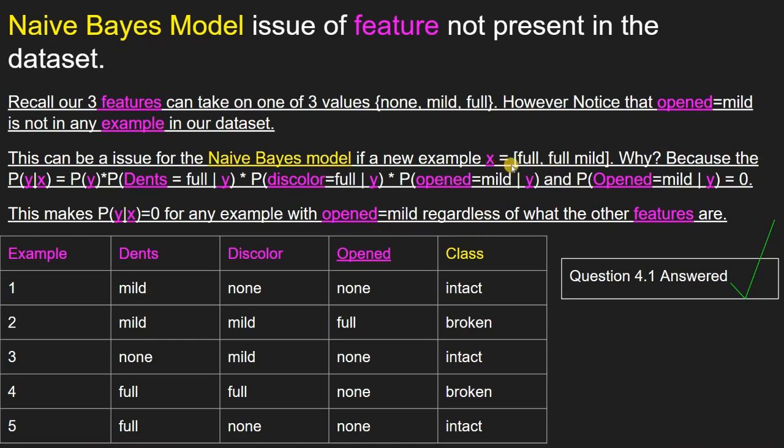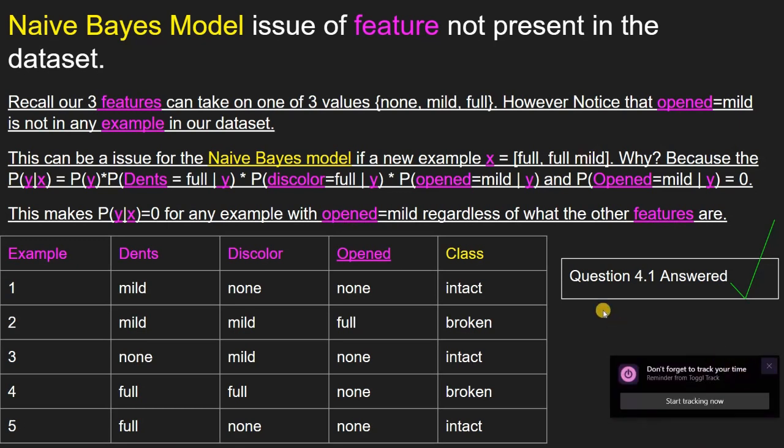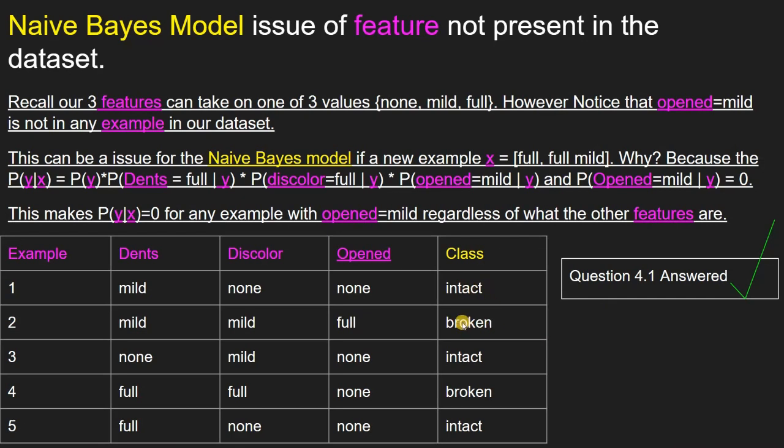So for this example, where x is equal to full dense, a box that's fully dented, fully discolored, and mildly opened, it's going to assign the same probability 0 for the intact class and for the broken class, even though you would expect a fully dented, fully discolored, and mildly open box to be more likely part of the broken class, or have broken wood in it. So this is an issue that occurs because a feature is not present in the data set. And this should answer question 4.1.